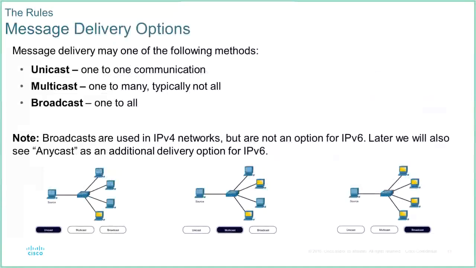So, delivery options. Most conversations are between one device and another, so this is called Unicast. One-to-one communications, as it says there. One-to-many, so if you're talking to a selection of people within a group, that's called a multicast. So you're talking to some individuals, but not all individuals within a group. And a broadcast is where you send the message to everybody within the group.